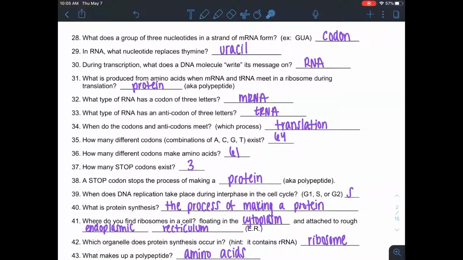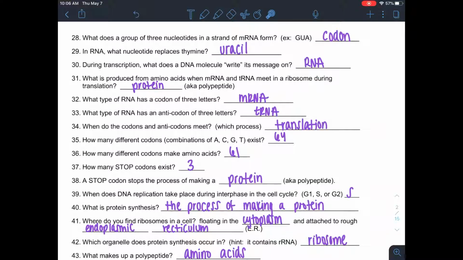right? It's a protein, also known as a polypeptide, right? So either of those words are totally fine with me, okay? But basically, you have mRNA, it carries the message, tRNA starts linking together in the ribosome, and you make a protein. That is the end goal here.